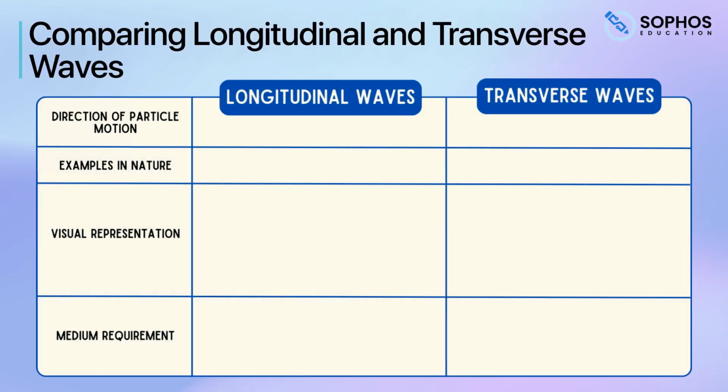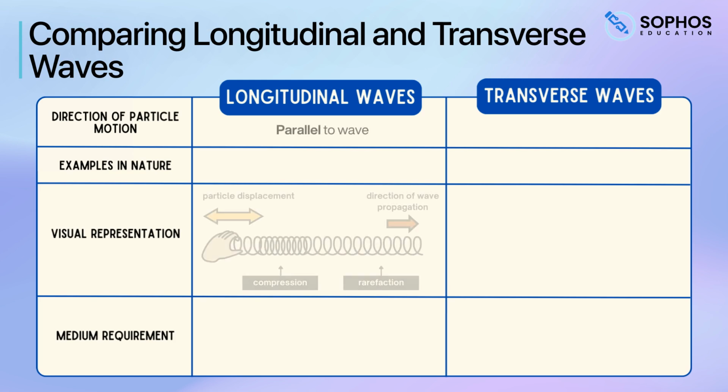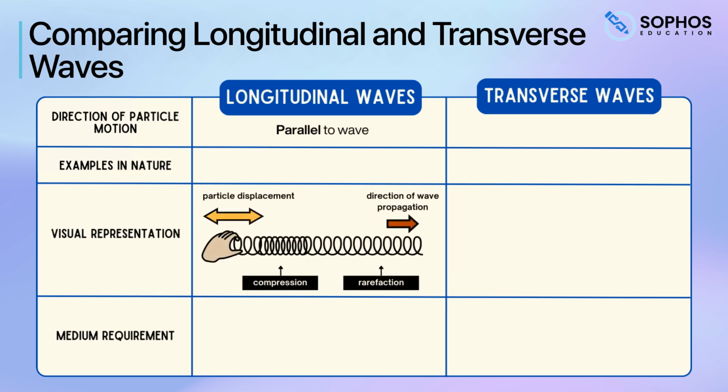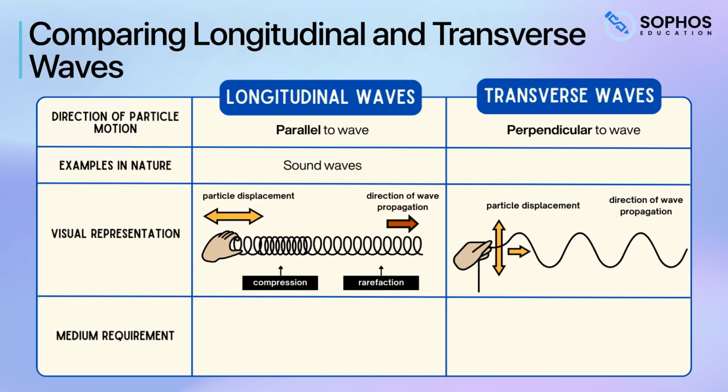Let us now summarize the difference between longitudinal and transverse waves. In longitudinal waves, particles move parallel to the direction of the wave. An example is sound waves. Comparatively, in transverse waves, particles move perpendicular to the wave's direction of travel. Examples include light and water waves.